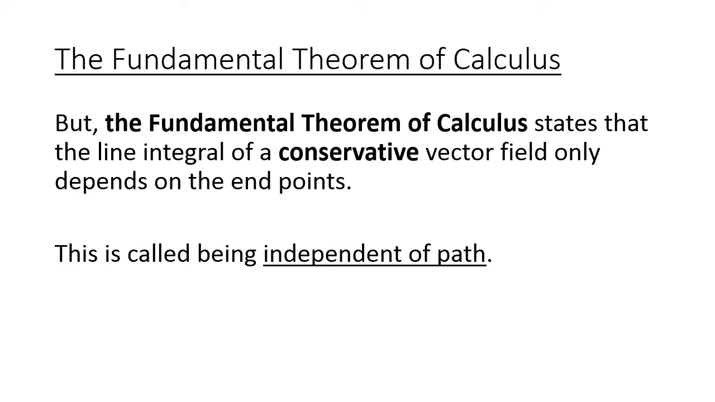All I need to do is find a potential function for our conservative field, and then evaluate that potential function at its endpoints. This is called being independent of path. Essentially, if we only need the endpoints, then the path doesn't matter, and our line integral is going to be independent of path.